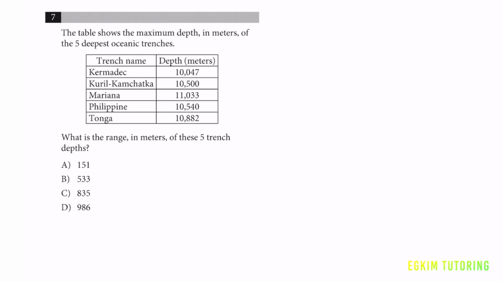Question 7. The table shows the maximum depth in meters of the 5 deepest oceanic trenches. The first column gives you the trench name, and the second column gives you the depth in meters. The question actually starts right here, and it says, what is the range in meters of these 5 trench depths? Range is just a number and it's just equal to the biggest data point that you have minus the smallest data point.